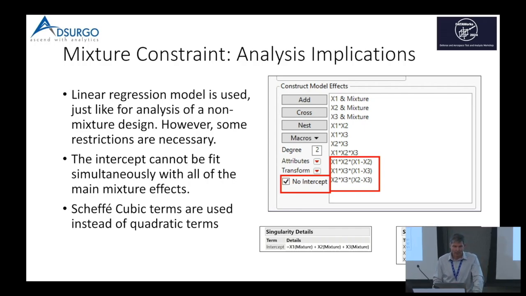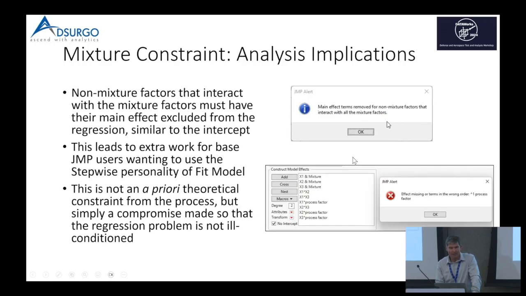So hybrid designs. To do the analysis, we will do the regression analysis, but there are some extra steps involved. We can't usually fit the intercept with all of the main mixture effects. And we don't necessarily do quadratic terms as much as the Scheffé cubics. So you can see a Scheffé cubic right here. Rather than x1 squared, it's x1, x2 times the x1, x2 interaction times x1 minus x2. So those are your Scheffé polynomials that come into play here.